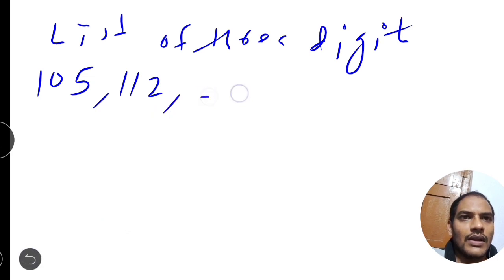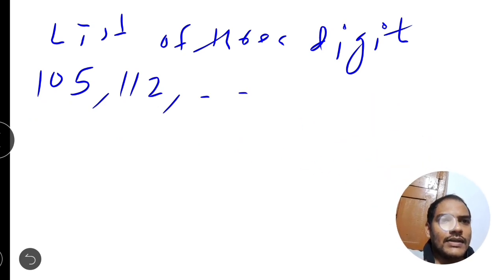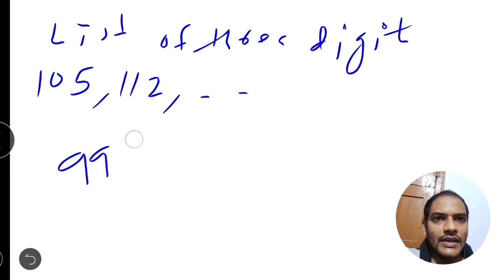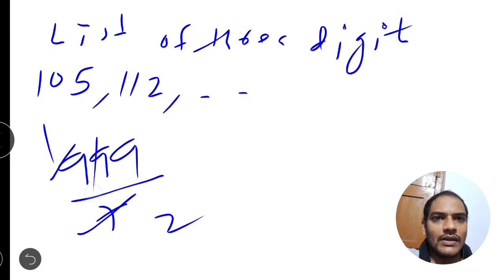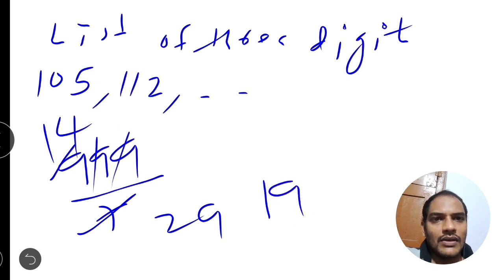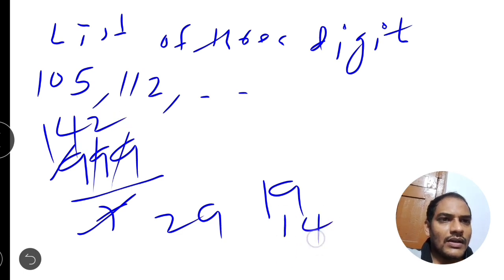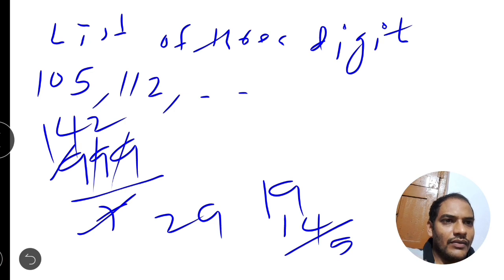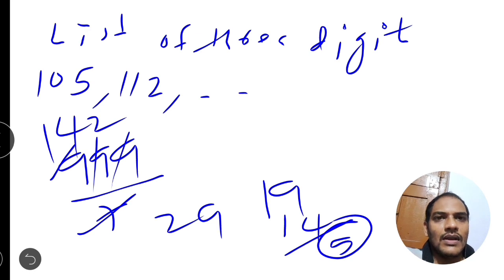So 112. Then, what about the last three-digit number which is divisible by 7? Generally the last three-digit number is 999. Let's verify with 7. 7 ones are 7, 2 remainder. 7 fours are 28, 1 remainder. 7 threes are 21, 7 twos are 14. So what is the remainder? 5 remainder. So if you remove the 5 from the three-digit number, then that is the last three-digit number which is divisible by 7. So if you remove the 5, what is the three-digit number? 990.